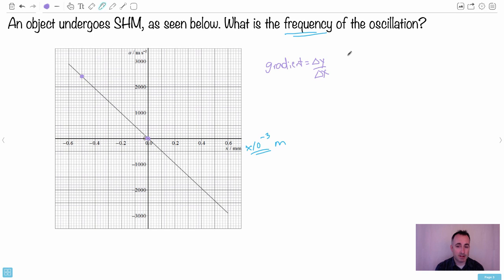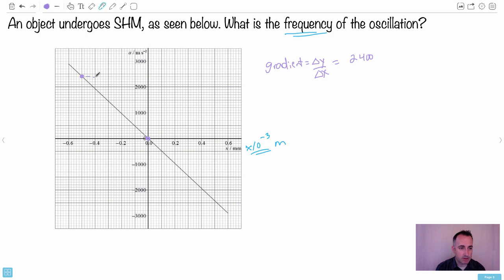So the gradient is going to be delta y over delta x. So change in y, let's see. Well, the good news is, this is pretty easy. I've got to go from here. Each of these lines is 100, so this is 1, 2, 3, 4, 1, 2, 3. This is 400, so this will be 2400. It's going to go down by this, of course, because it goes down to zero.